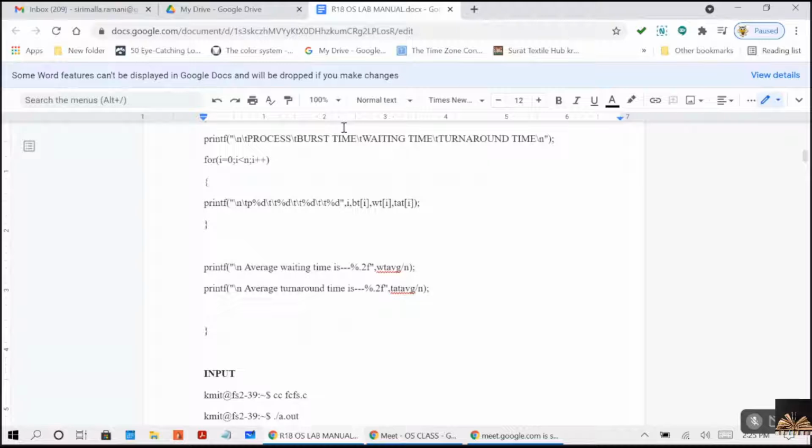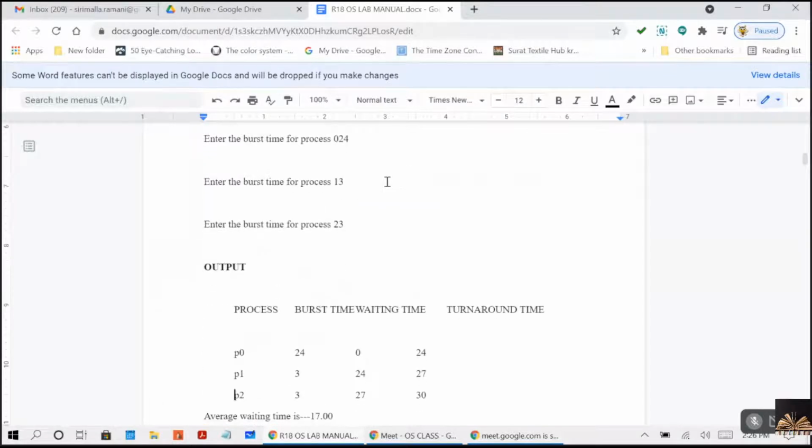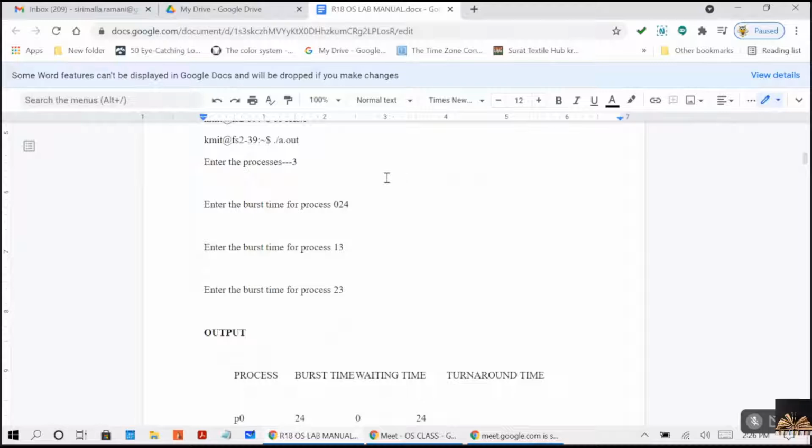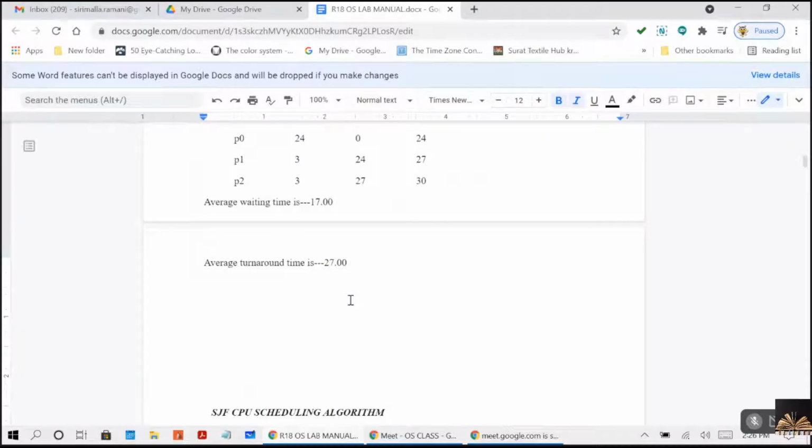This printf with process, burst time, waiting time, turnaround time displays the output in matrix format. For the example, I am giving the number of jobs as 3, with burst times 24 for process 0, 3 for process 1, and 3 for process 2. Then I get the output like this. This is the code for the first program.